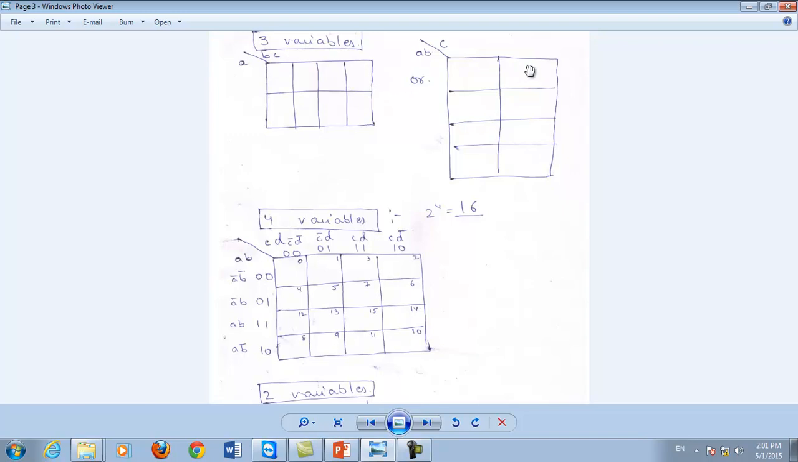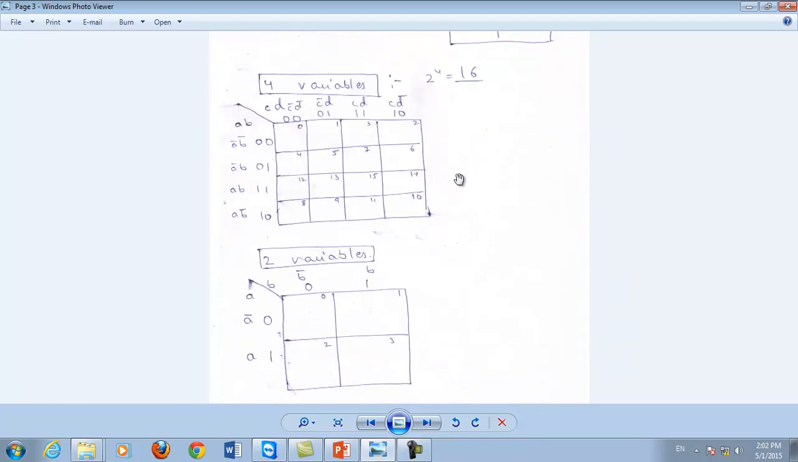Similarly, if we take 4 rows and 2 columns, then the 4 rows will be represented by A and B, the 2 variables, because 2 raised to power 2 is equal to 4, and 2 columns, that is 2 raised to power 1 is equal to 2. It means only 1 variable, C, will be for the column here.